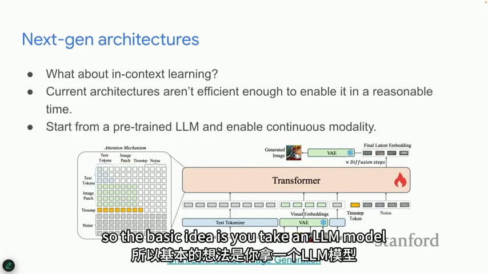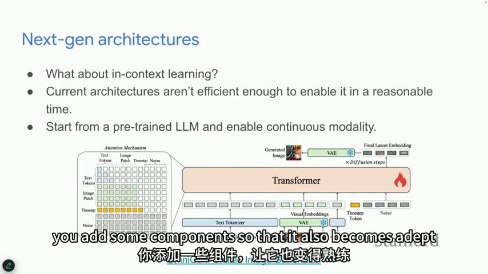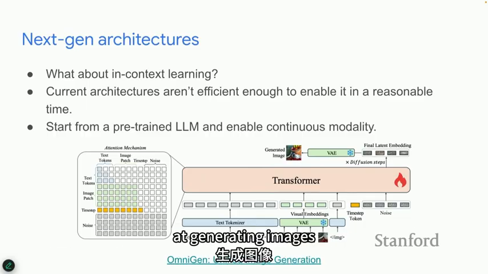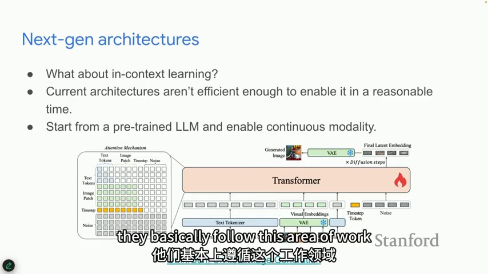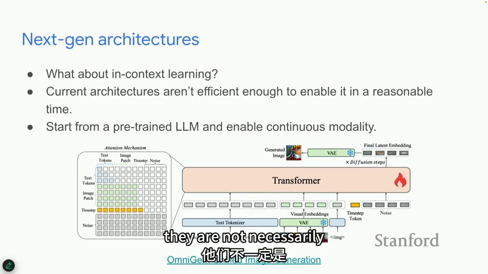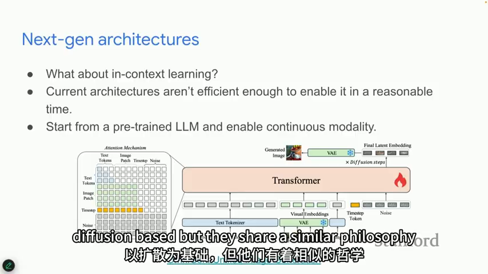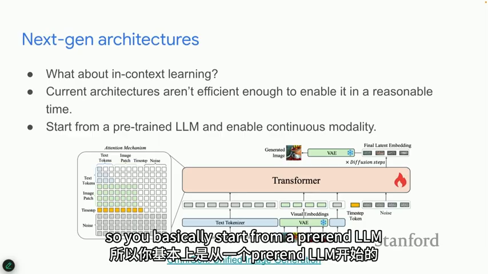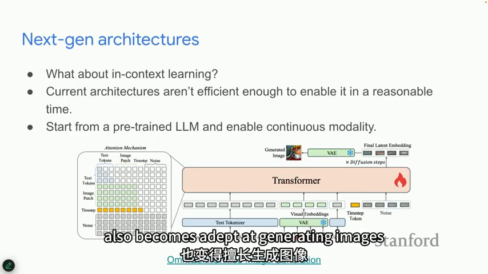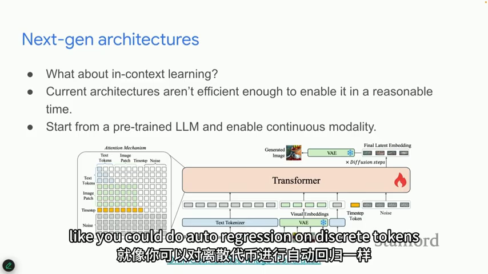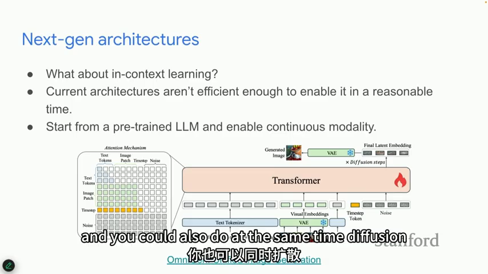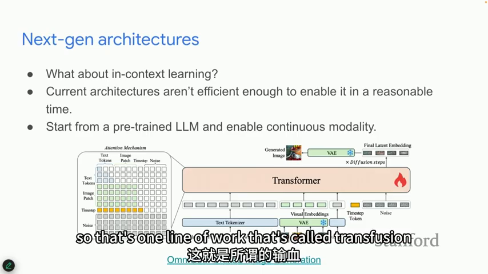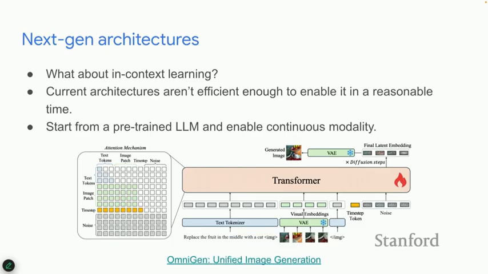So the basic idea is you take an LLM, you add some components so that it also becomes adept at generating images. Like recent works like Bagel, then there are works like LaDa, MaDa, they basically follow this area of work. They are not necessarily diffusion based, but they share a similar philosophy. So you basically start from a pre-trained LLM, you add components to it so that it also becomes adept at generating images. Like you could do autoregression on discrete tokens, for example, and you could also do at the same time diffusion on the continuous tokens. So that's one line of work that's called Transfusion.